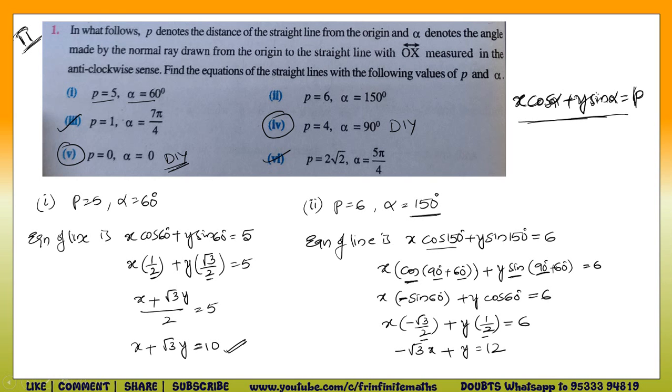What is question number 3? P is equal to 1 and alpha is equal to 7 pi by 4. So what has he given? P is equal to 1, alpha is equal to 7 pi by 4. What is the value of 7 pi by 4?